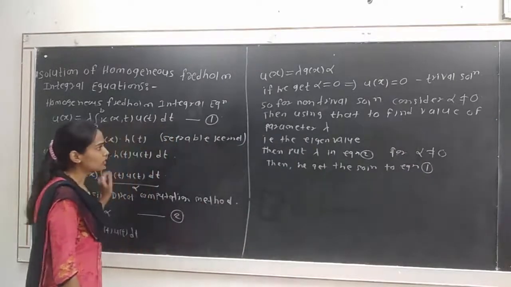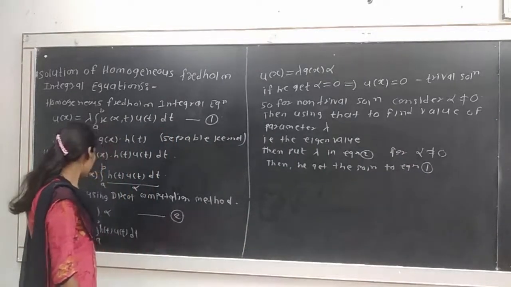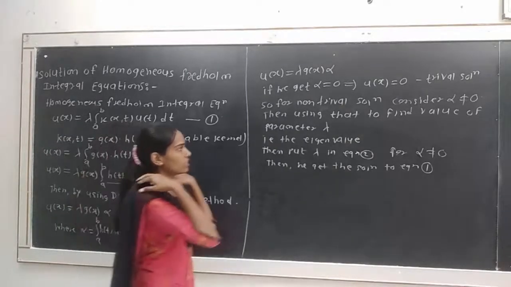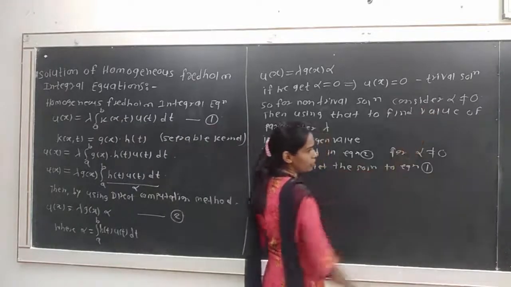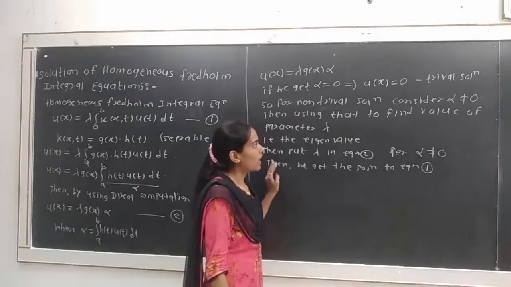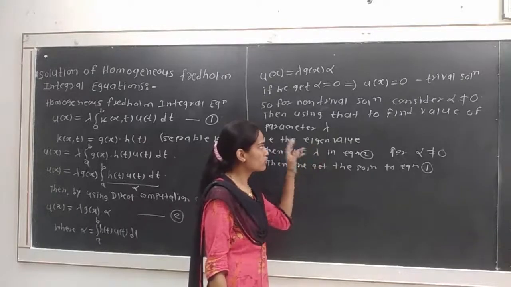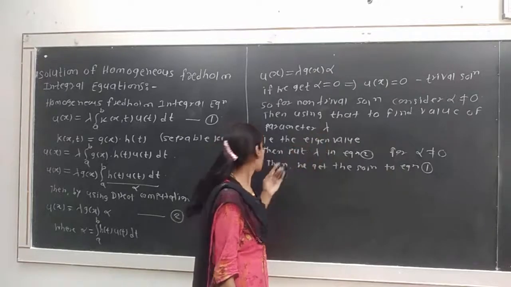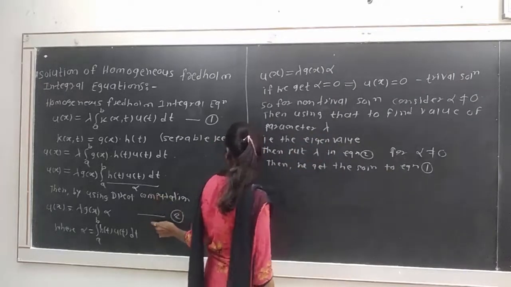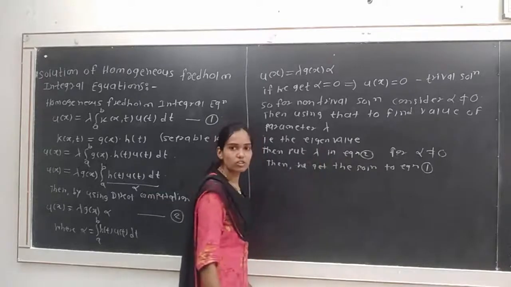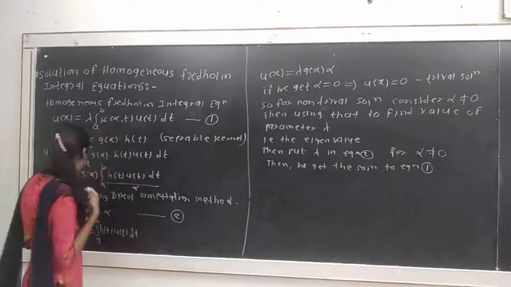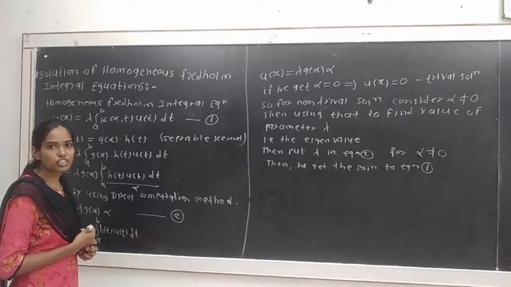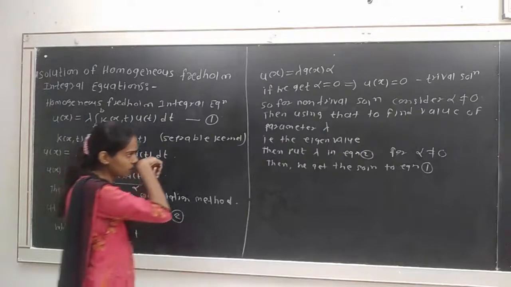Okay, so here we have to consider alpha to be non-zero because we have to find the non-trivial solution, and for alpha not equal to 0, at that time we have to get the value of the parameter lambda. By finding that value and putting it in equation number 2, we get the solution, that is, some function in x which is the solution of the given homogeneous integral equation. So in this way we can find the solution.